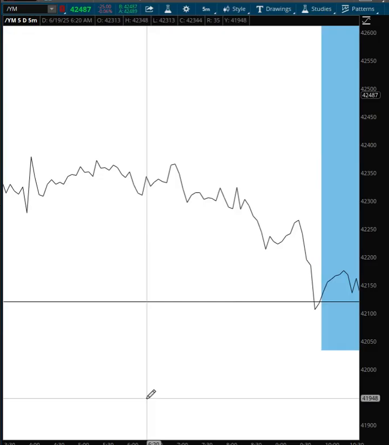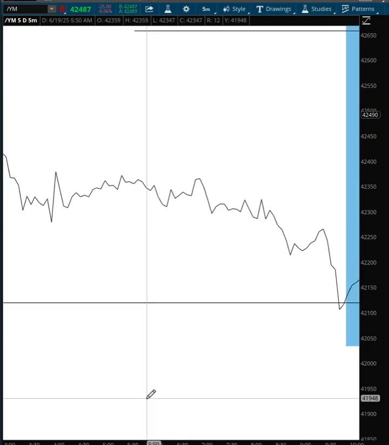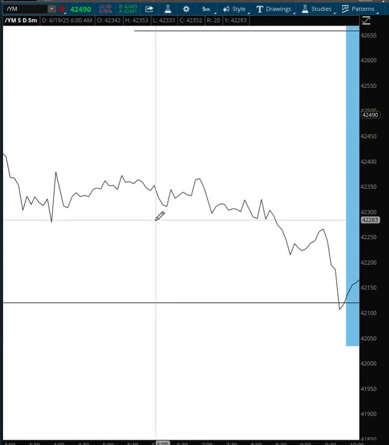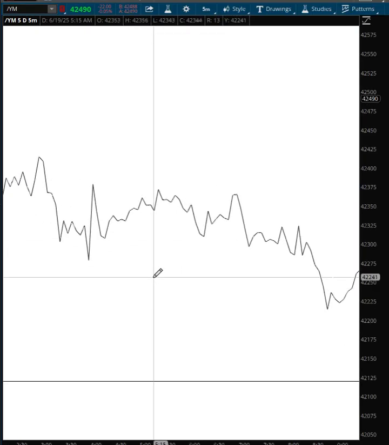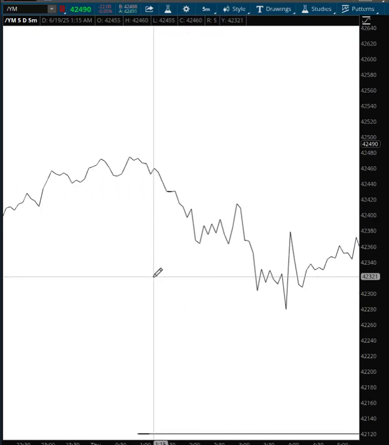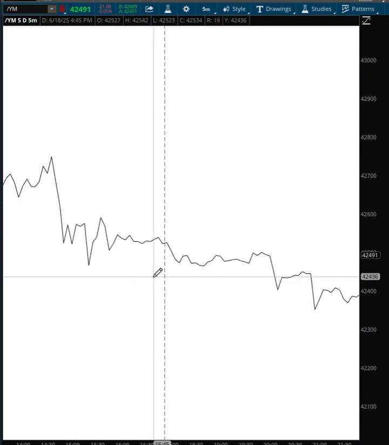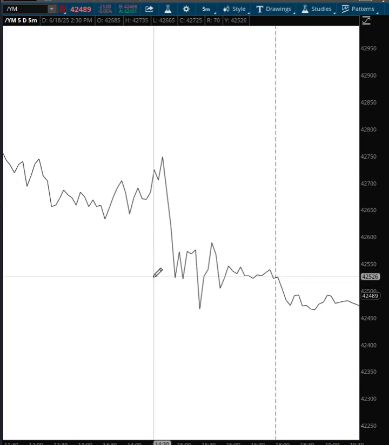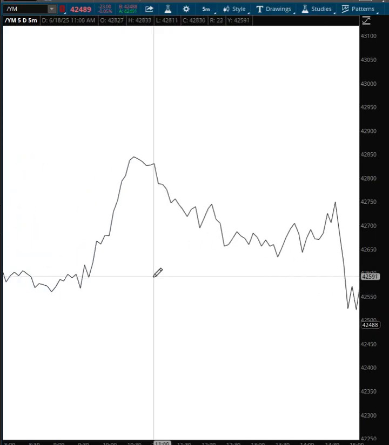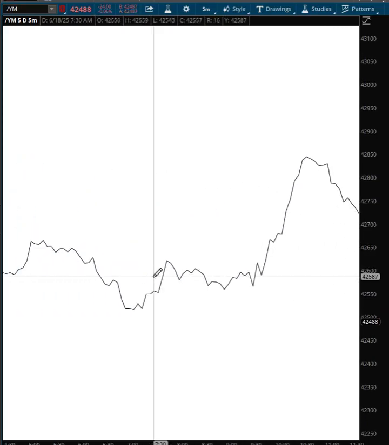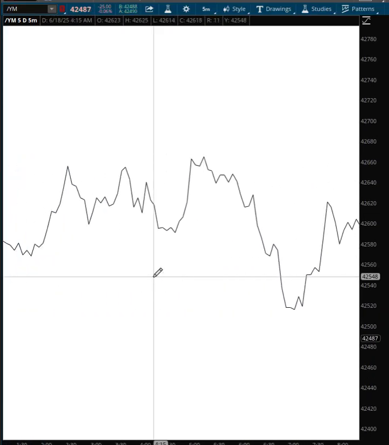Granted, it takes a lot of work. We have one here too. Okay, and I'm again pointing out the most common fractals. But again, you can find them on every time frame. Okay, so we did that on a 5 minute time frame.